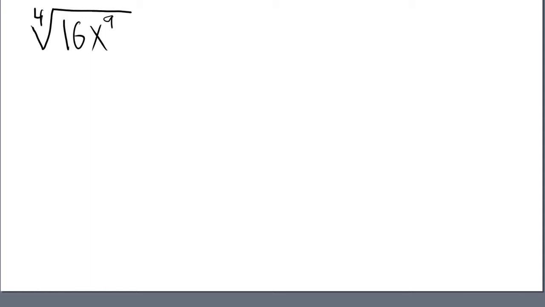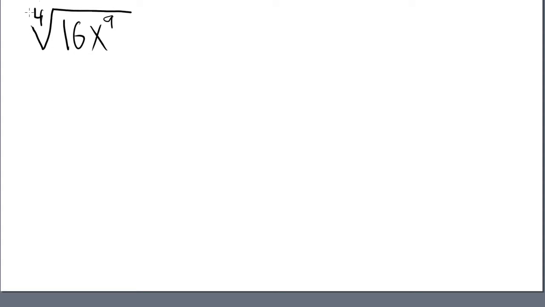Hello everyone. Today we're going to be looking at a slightly more complicated version of simplifying a radical, but once we break it down, hopefully it's not that bad. So the first thing you should ask yourself when you're trying to simplify a radical is, what is the degree of my radical? The degree of the radical is always this number located right there. And our degree in this case is going to be 4.